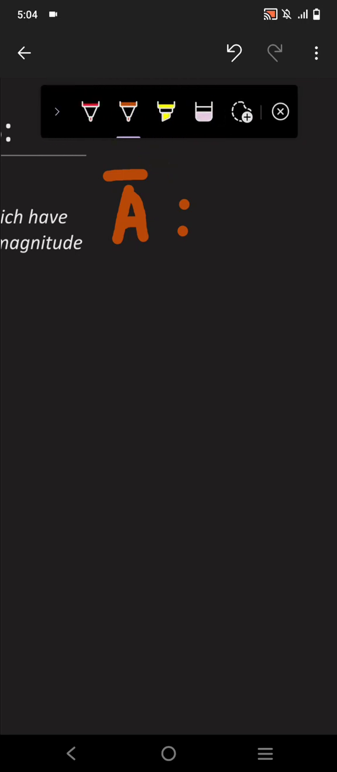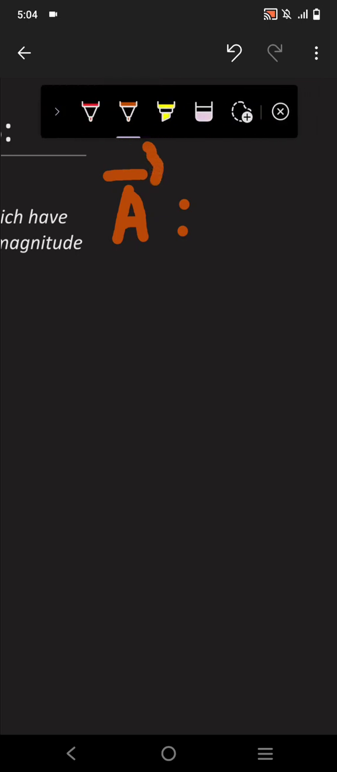The representation of a vector is A with this arrow. This is the representation of a normal vector. Now talking about the magnitude, this is for the direction. If we have to show the direction of a vector, basically we use this, and normally to represent a vector we usually use an arrow.